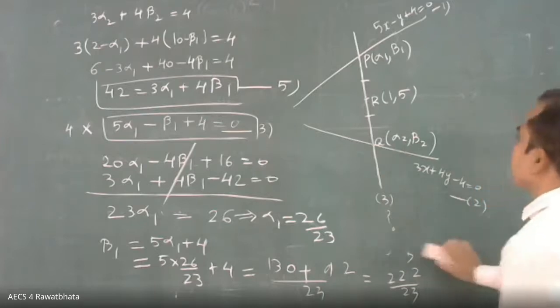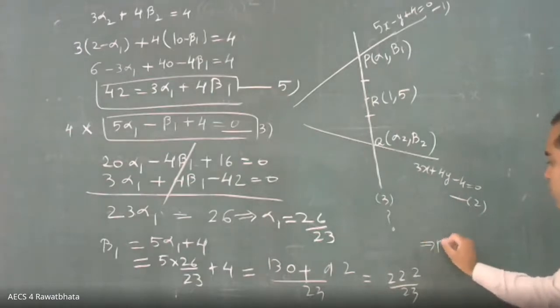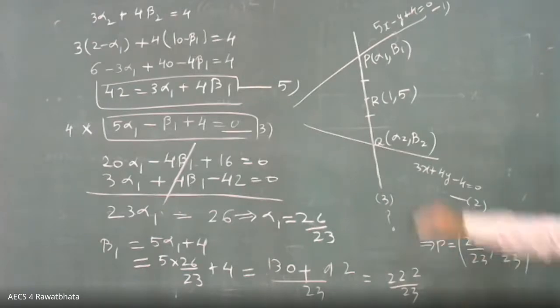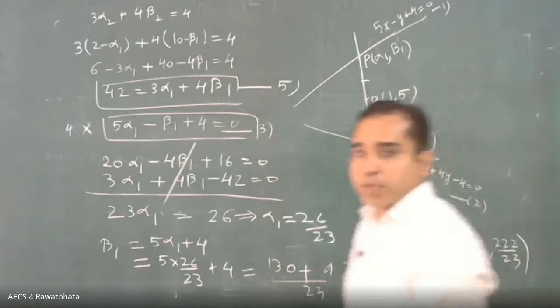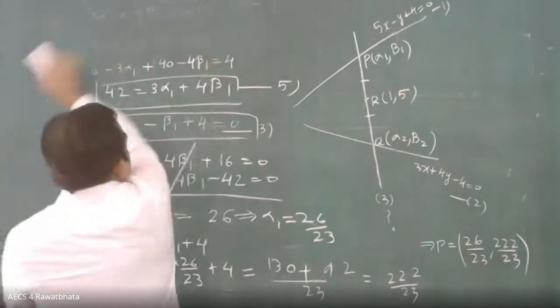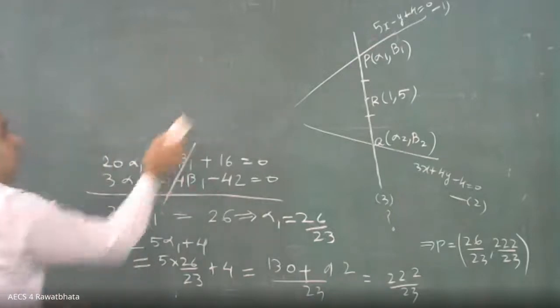Now these P coordinates I have got here. So P coordinates are 26 upon 23, comma 222 upon 23. 2 points now we have got. One is P, one is R. Equation of line passing through 2 points can be written. So let us write the equation of PQ.